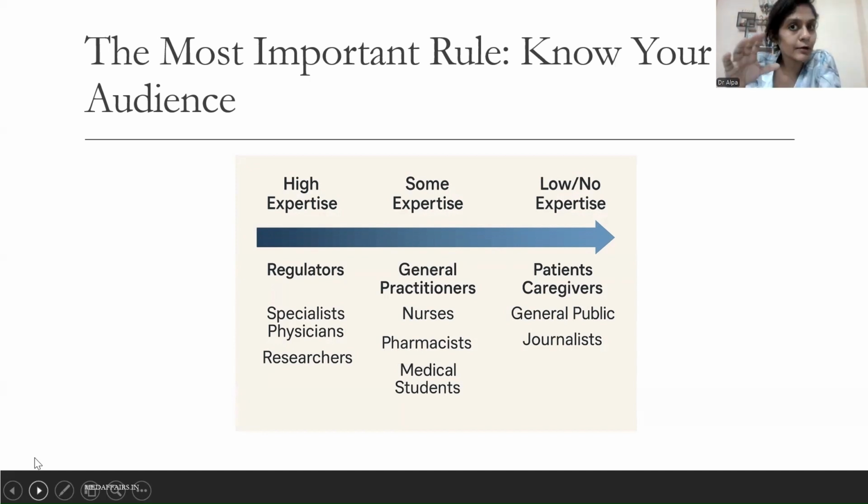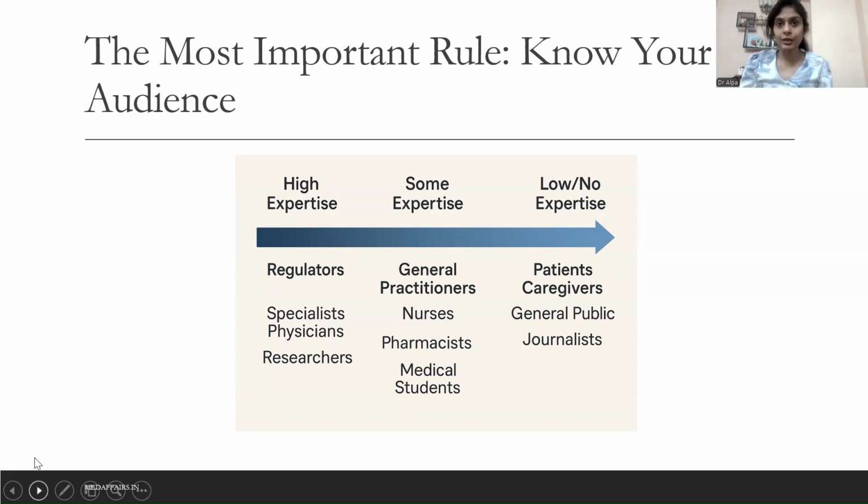So for example, if we are catering to a population of regulators, such as specialist physicians and researchers, as a medical writer we won't make much change to the data. Otherwise also we won't change the data, but what I mean is that in the output document we will have all of the data. However, the data presentation should be in a form which is understandable, which is meaningful, and which helps them in their drug trials.